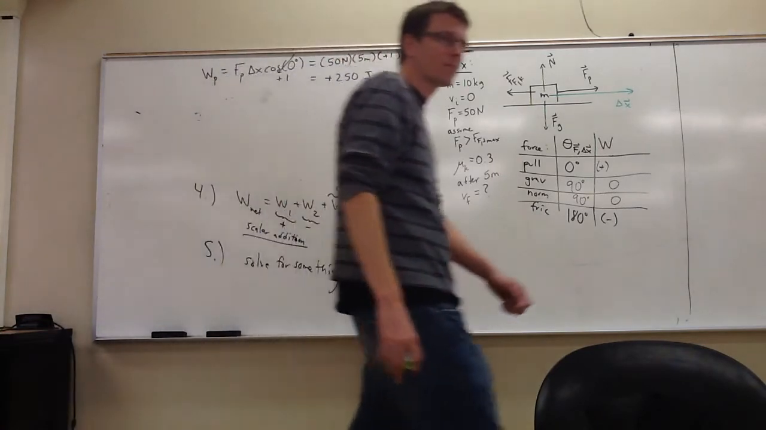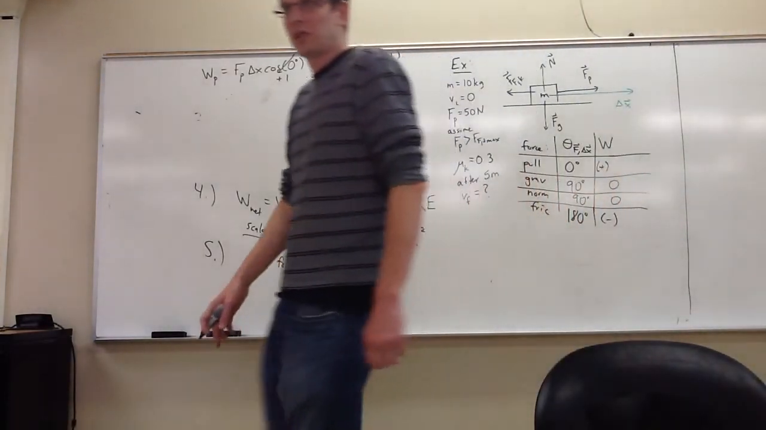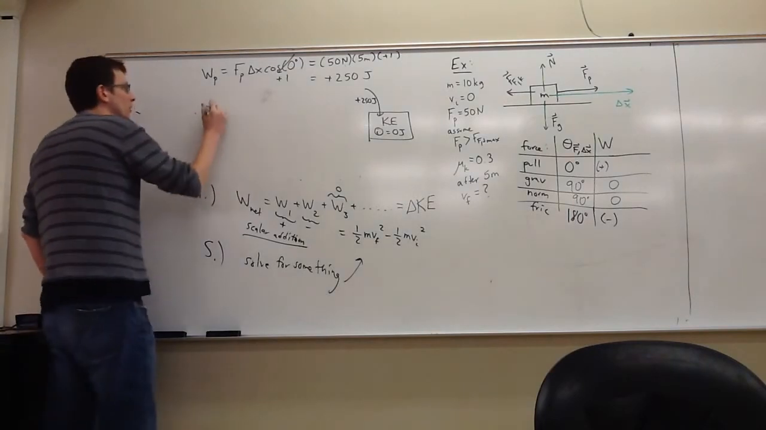So, if it was up to that force alone, you'd now have a balance of 250 joules. Of course, that's not the only transaction that happens here. So let's work out friction.